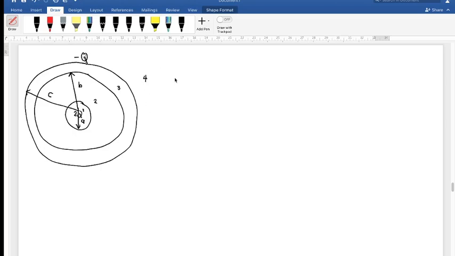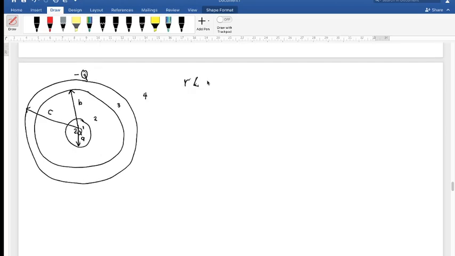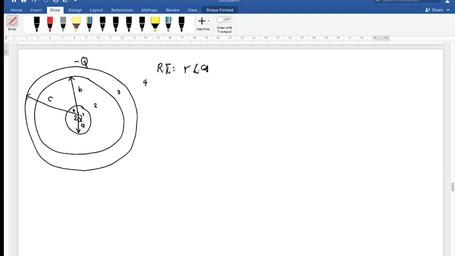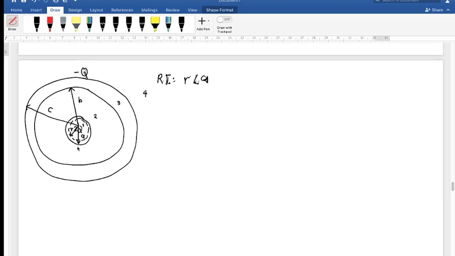For region 1, that is when r is less than a. We use a Gaussian sphere because it is symmetric with our charge distribution, the solid conducting sphere. So r less than a means the radius r is inside the solid sphere. We have to find the electric field. Since it is a solid conducting sphere, there is no charge inside. Therefore, the electric field is zero inside the conductor. It is always zero inside a conductor.